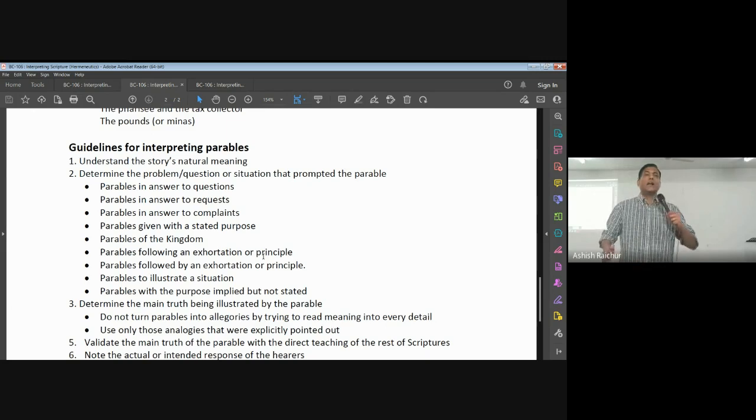A shepherd had 100 sheep. One sheep got lost. Or a woman lost a coin. You understand, very simple. Don't make it complicated. Understand the story, simple stories. Then see in what context Jesus used that parable or story or illustration. In what context was he doing it?